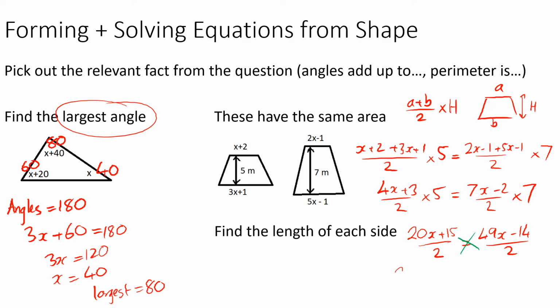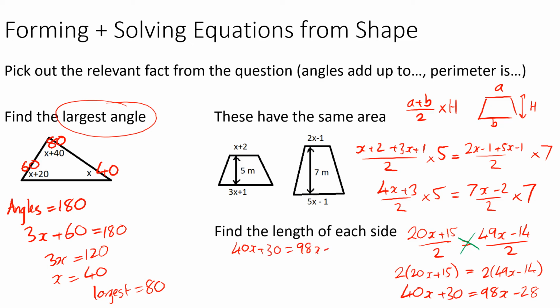We'll have two lots of 20x plus 15 is equal to two lots of 49x minus 14, and that will give us 40x plus 30 is 98x minus 28. Okay, let's carry it on over here. So we've got 40x plus 30 equals 98x minus 28. I need to take away the 40x, I guess. So I've got 30 is 58x minus 28. I need to add the 28, so 58 equals 58x. Divide by 58, so x equals 1.